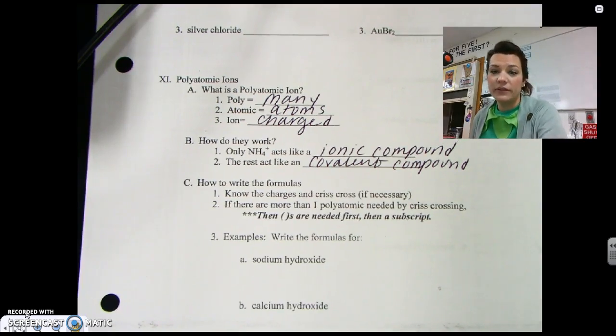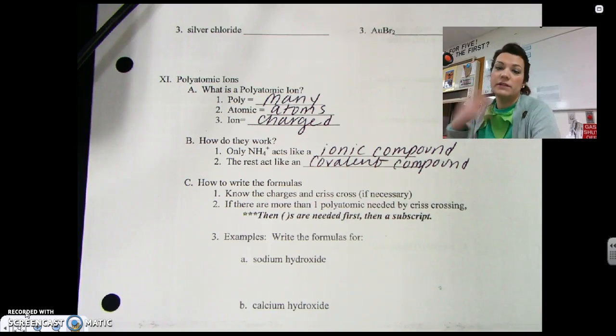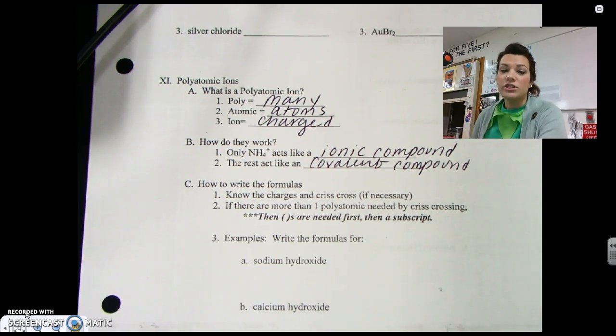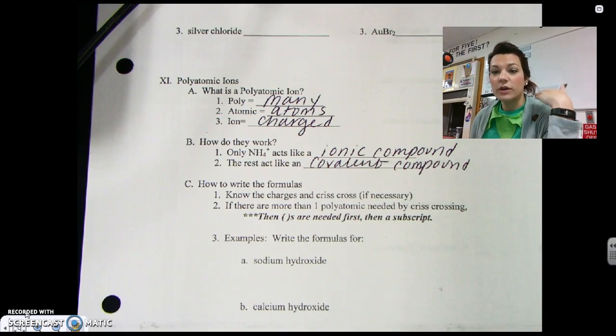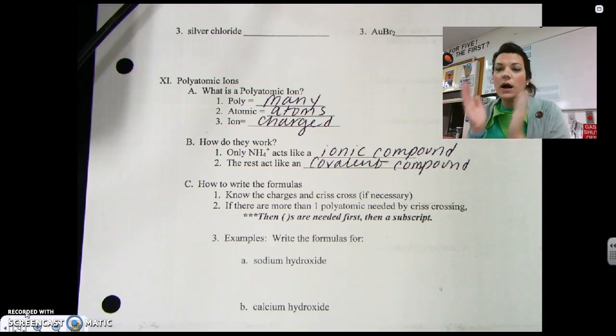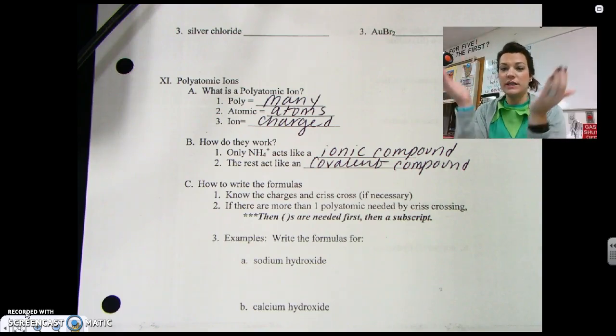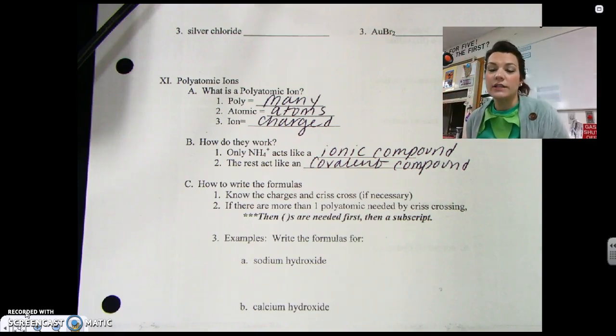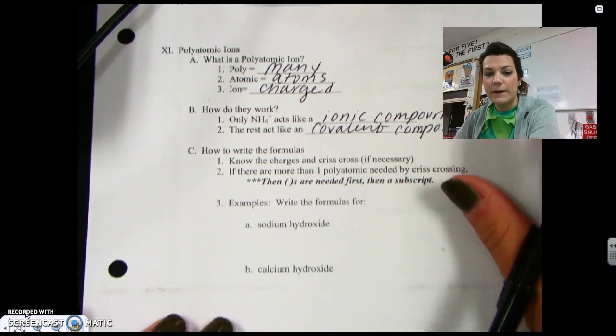So how do I write the formulas and how do I name them? Let's do formulas first. First, you need to know the charges. If they don't cancel, you'll crisscross if necessary. And then if there's more than one polyatomic, you're going to need parentheses, okay? Because poly means many. So just like in math class, if we want to distribute to a whole system, we have to put that system into parentheses. All right, so it's kind of the same concept here. And I'll show you an example here in a minute.